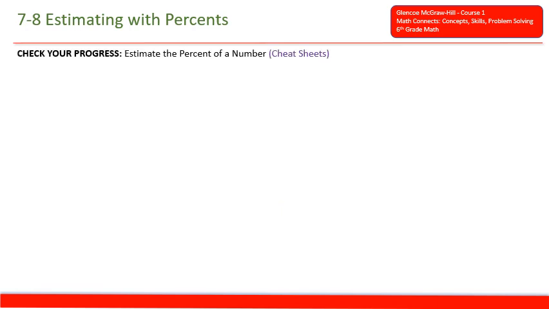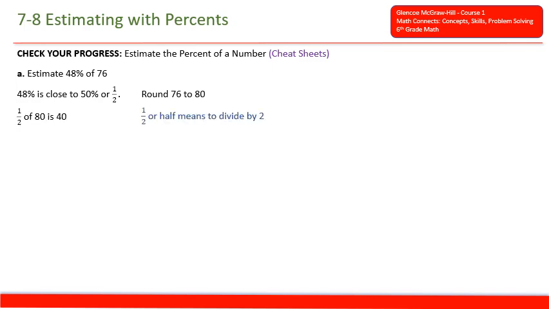Check your progress. Estimate 48% of 76. 48% is close to 50% or 1/2. So we're going to use that. And we will round 76 to 80 to make the math easier. And 1/2 of 80 is 40 because 1/2 means to divide by 2. So we divided 80 by 2 to get 40. So 48% of 76 is about 40.